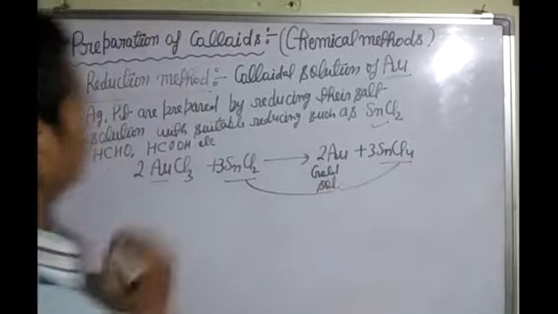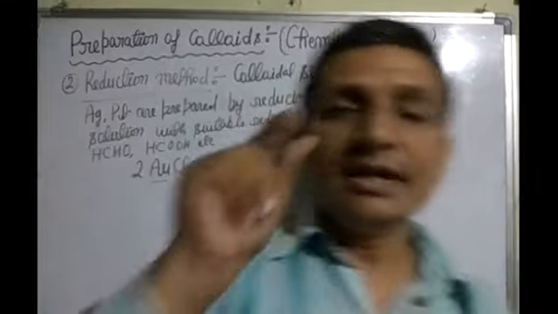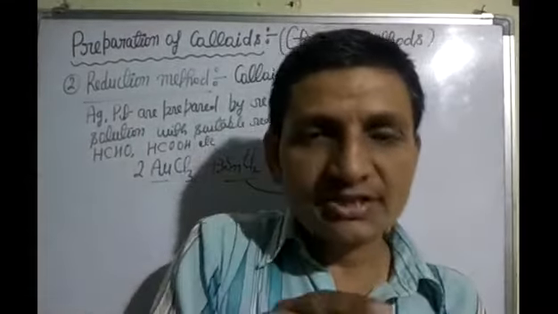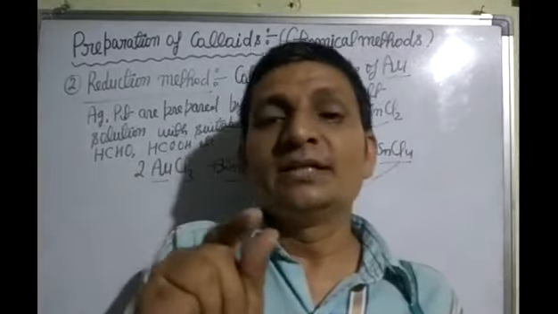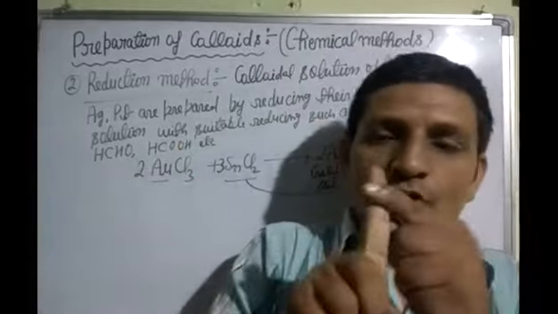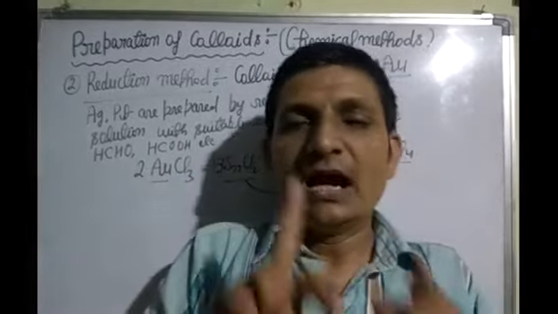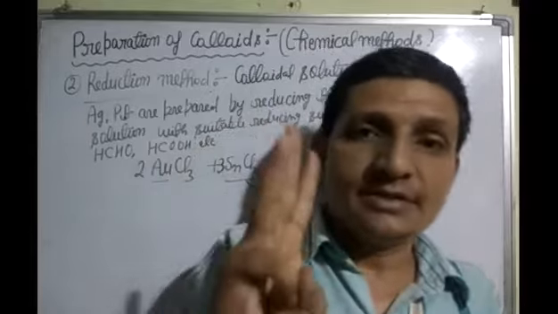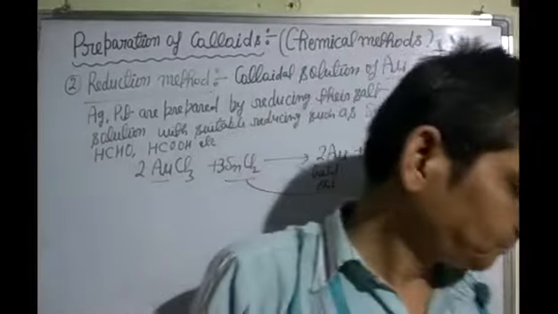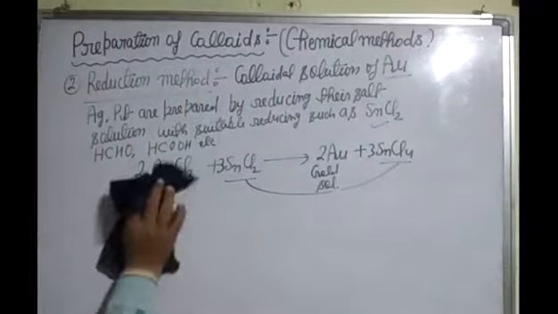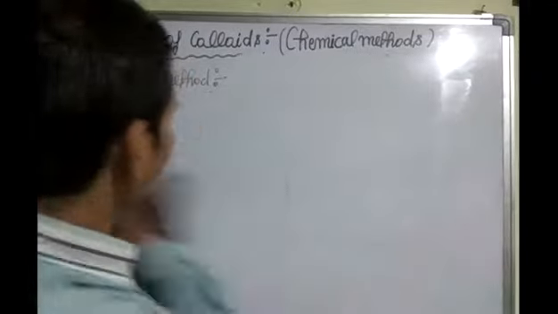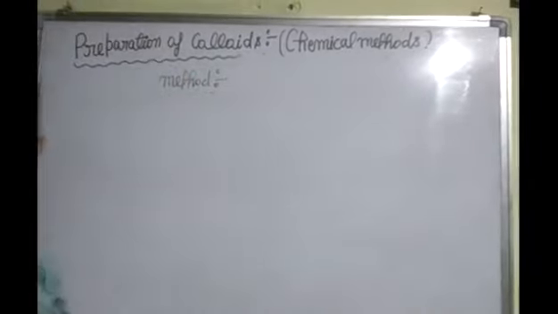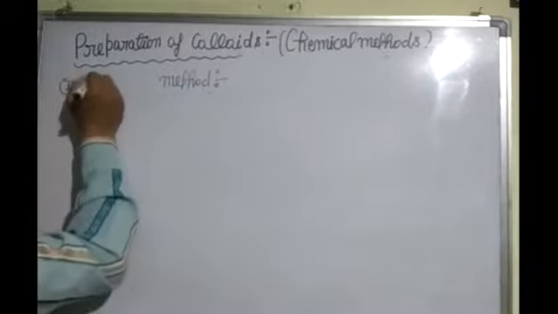Okay, students. So the funda is OR HD: O for oxidation, R for reduction, H for hydrolysis, and D for double decomposition. O oxidation done, second R reduction done, and now third is hydrolysis. Third method is hydrolysis method. Methods of preparation of colloid, method number 3 is hydrolysis method.